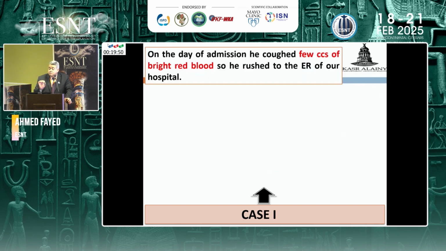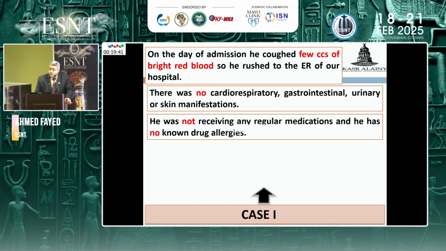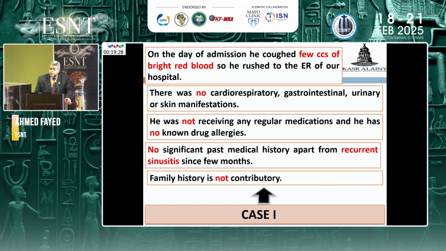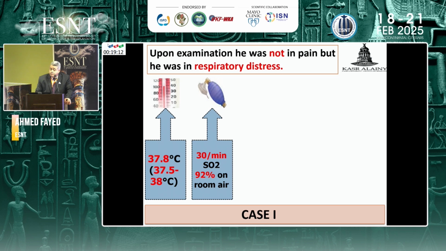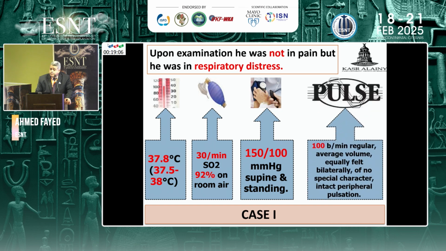1 day before admission, there was a few cc of bright red blood, and he was rushed to the ER at our hospital. There was no cardiopulmonary, gastrointestinal, urinary or skin manifestation. He was not receiving any regular medication and is not known to be allergic to anything. There is no significant past history apart from recurrent sinusitis over the last few months, and the family history is not contributory. Upon examination, the patient was in respiratory distress, temperature 37.8, respiratory rate 30 per minute, oxygen saturation 92 on room air, blood pressure 150/100, and pulse 100 beats per minute, regular.